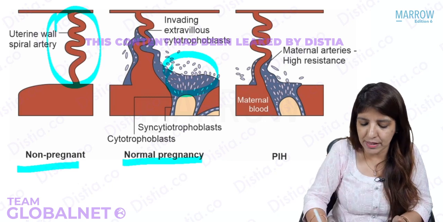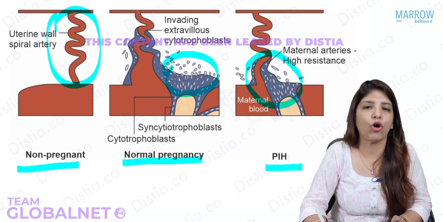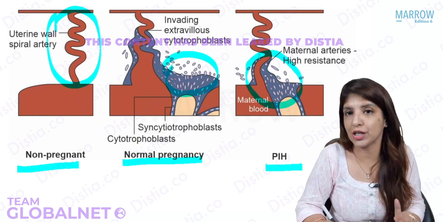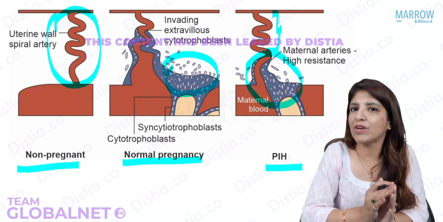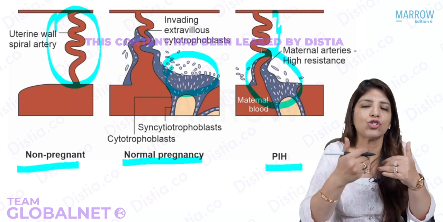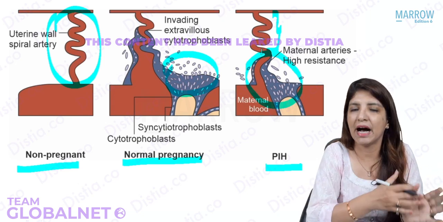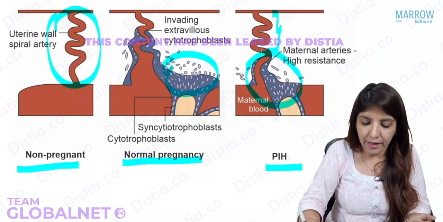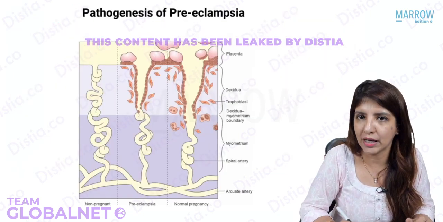Now, what happens in PIH? In PIH, this vascular remodeling happens only partially. It is not happening completely. So, a part of the vessels become dilated, but the rest of them remain tortuous and the resistance remains high in the rest of the vessels. Now, what is the landmark? Till where is this vascular remodeling happening?